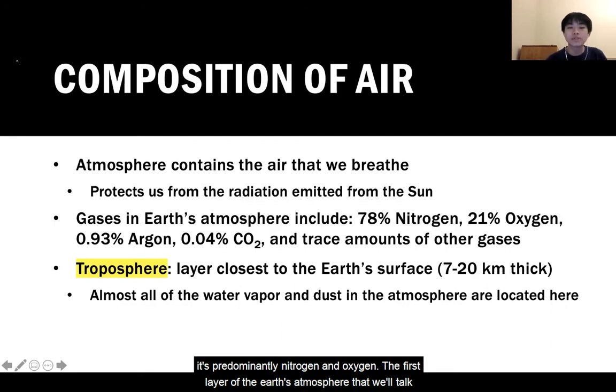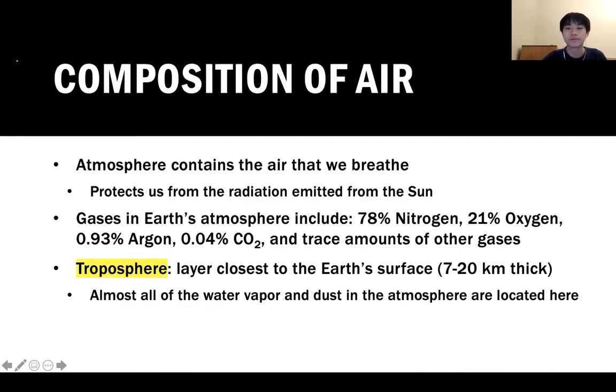And the first layer of the Earth's atmosphere that we'll talk about is the layer closest to the Earth's surface, which is the troposphere. It's 7 to 20 kilometers thick, and almost all of the water vapor and dust in the atmosphere are located here, which means that clouds are also located in the troposphere since they're associated with water vapor.